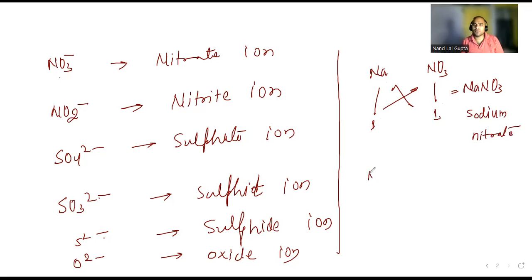Now go with another one. NaNO2. Okay, same charge is there, so the same charge means 1. Here it is 1. Cross multiply. What is coming? NaNO2. This is also a possible compound. This is named sodium nitrite.